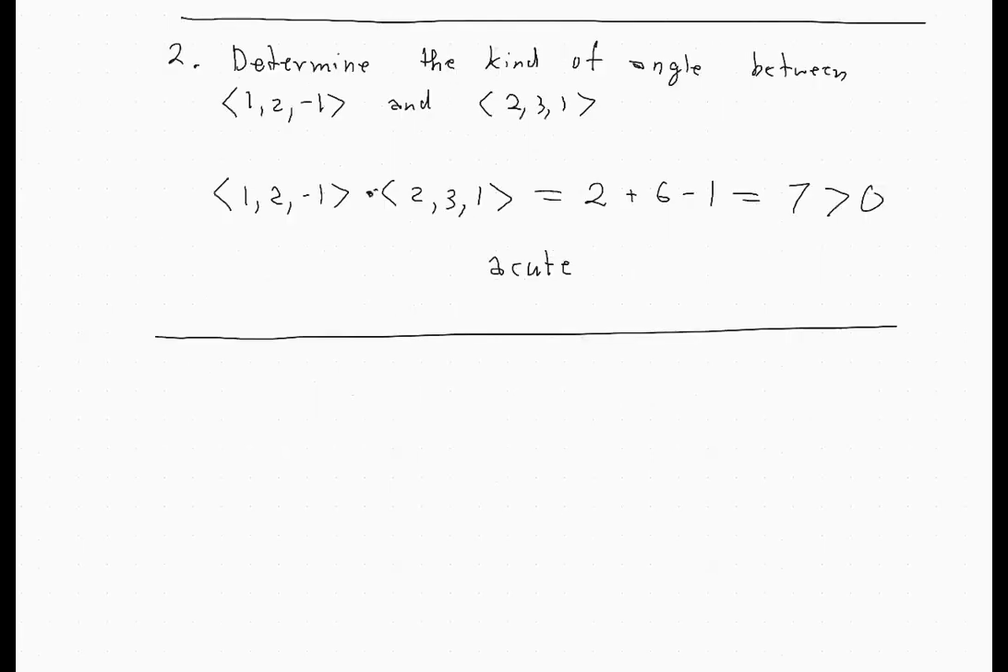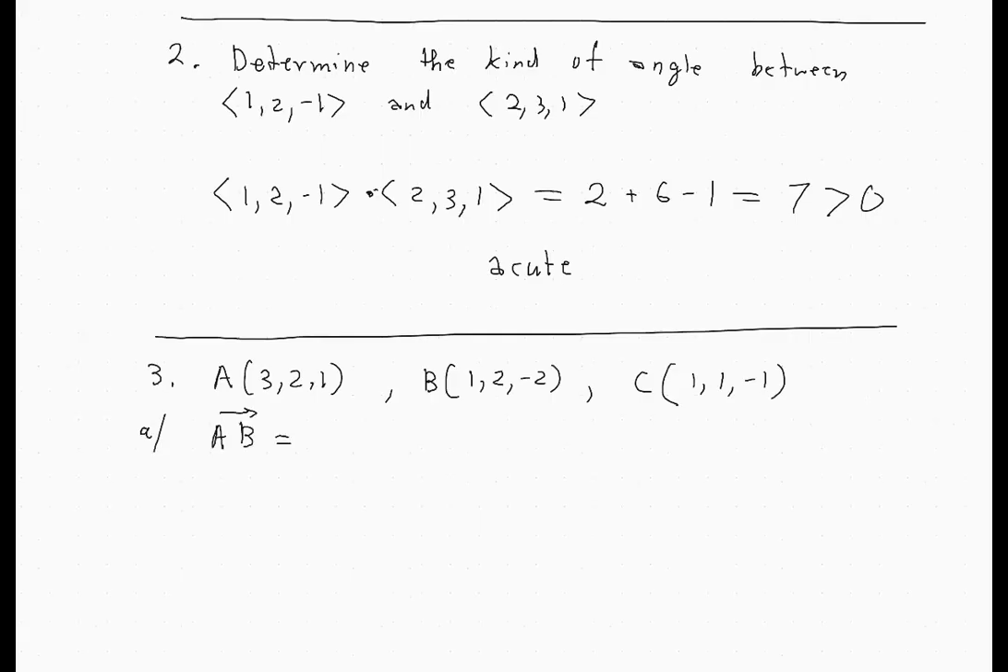For number 3, we're given 3 points, 3, 2, 1, 1, 2, negative 2, and 1, 1, negative 1. And we're being asked to do different things. Let's do one at a time. So first of all, we want to find the vectors AB and AC. Let's do that. So the vector AB is what?